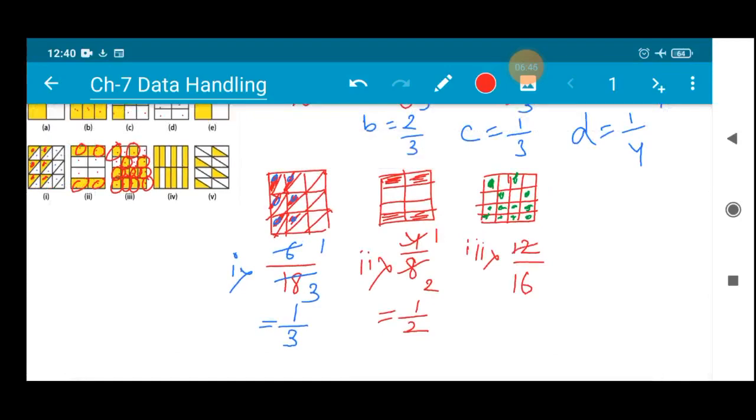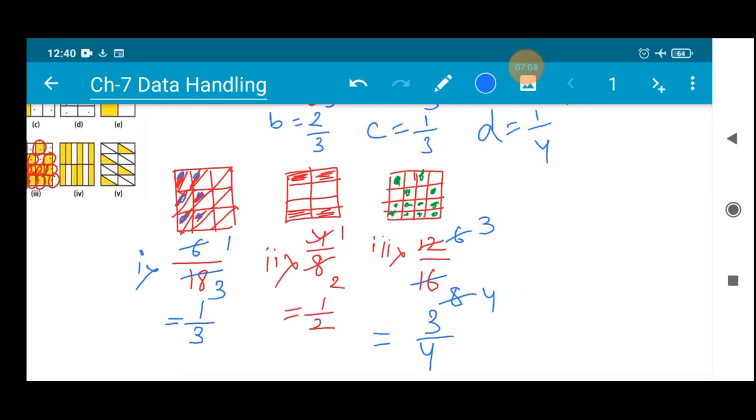So we can simplify this. 2 6s are 12, 2 8s are 16. It can be reduced more. 2 3s are 6, 2 4s are 8. So it is actually written as 3 by 4. It is done like this. If it can be reduced more, we have to reduce it. Okay, so let's do number 4 now.